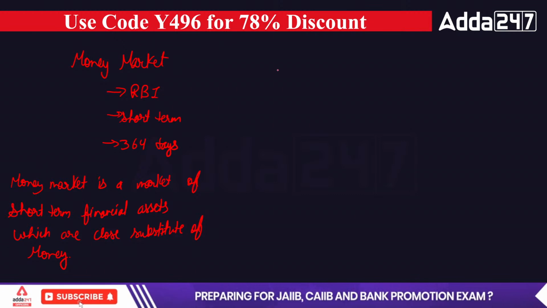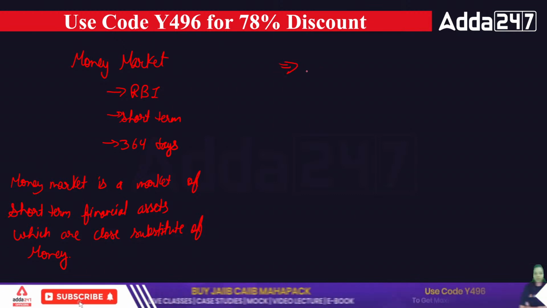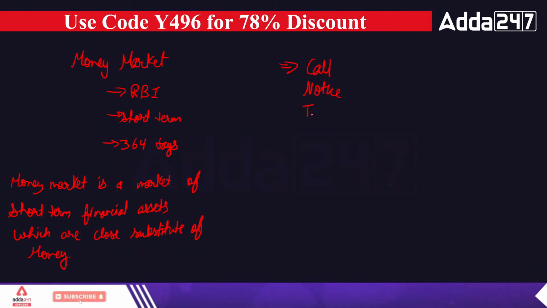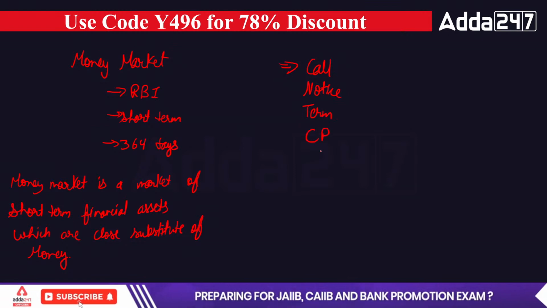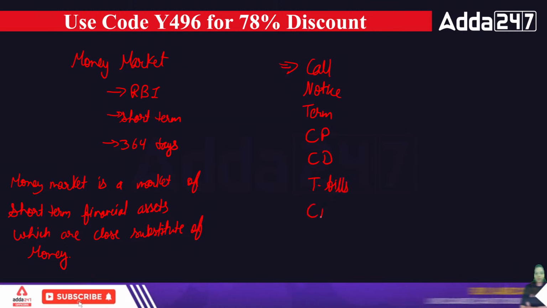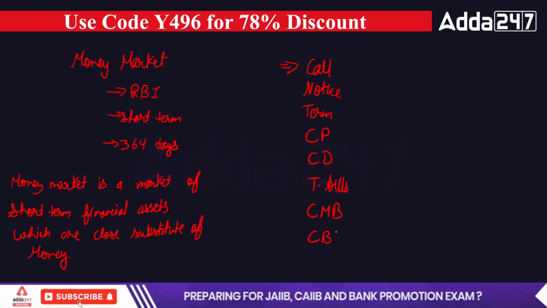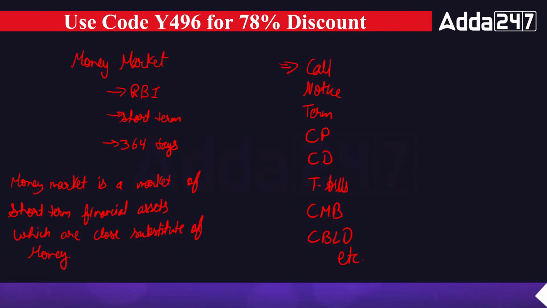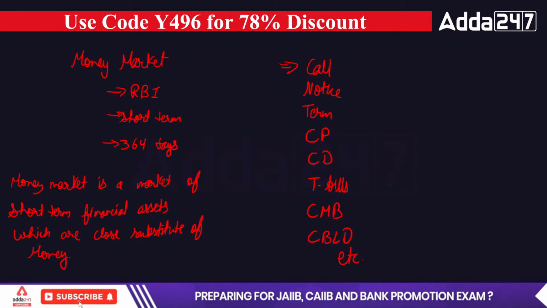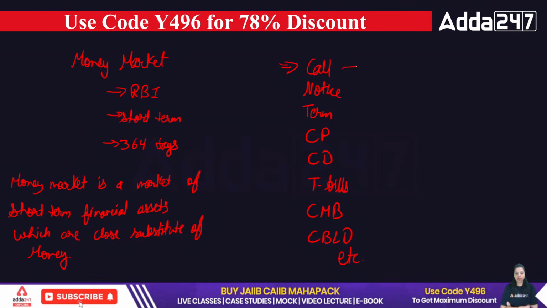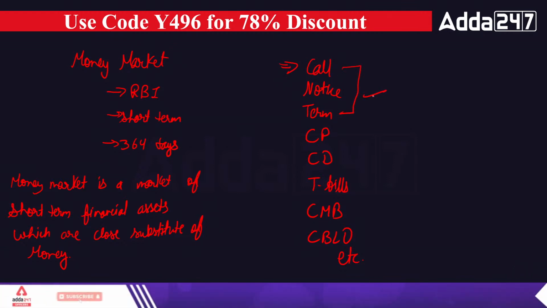And these instruments, what we are talking about, short-term financial instruments, these we have. First, we have call money, we have notice money, we have term money. Then we have commercial papers, certificate of deposit, T-bills. T-bills are also known as treasury bills, cash management bills, then collateralized borrowing and lending obligation, etc. All these are the instruments of money market, or I can say all these are the short-term financial assets which are close substitute of money. Clear? Now, all these instruments are part of money market, and we are going to discuss today these three instruments, that is call money, notice money, and term money.